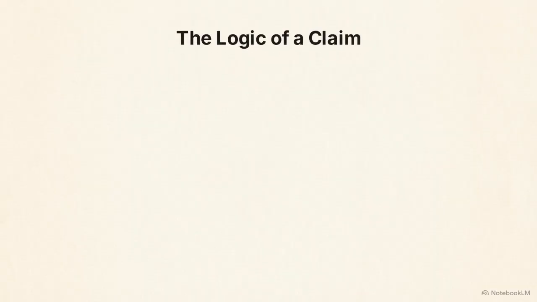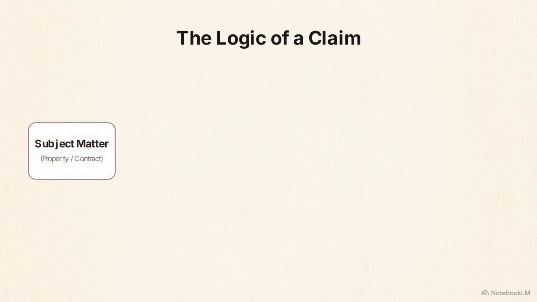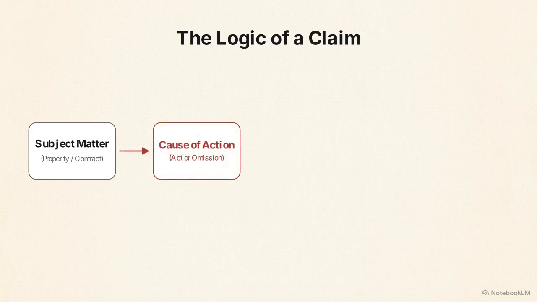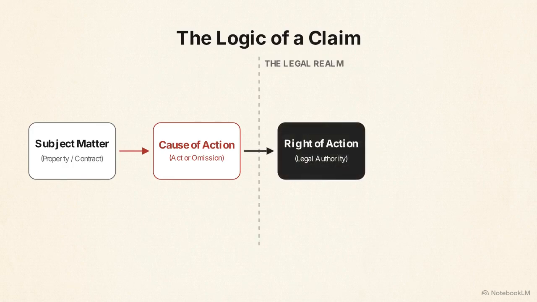This map illustrates the foundational logic of a claim. It begins with the subject matter, the specific property, contract, or physical act at the center of the disagreement. The subject matter remains inert until a cause of action occurs. This is the specific act or omission by the defendant that violates the plaintiff's legal rights. A violation only becomes a lawsuit when the plaintiff possesses a right of action. This is the substantive legal authority to seek redress in court for that specific injury.